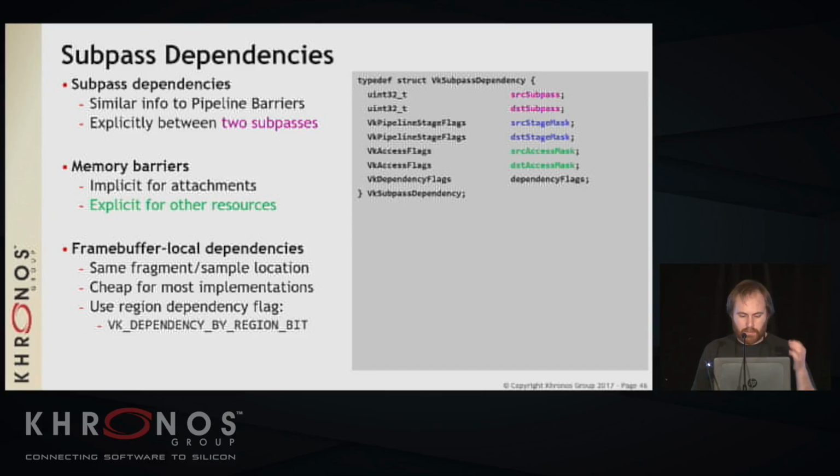So the render pass's main synchronization thing is the subpass dependency. A render pass is constructed from a number of subpasses. Each subpass has its own draws, and then you set dependencies between those subpasses. You can look at this. It's got similar information to the pipeline barrier, and it's explicit between two subpasses within a render pass.